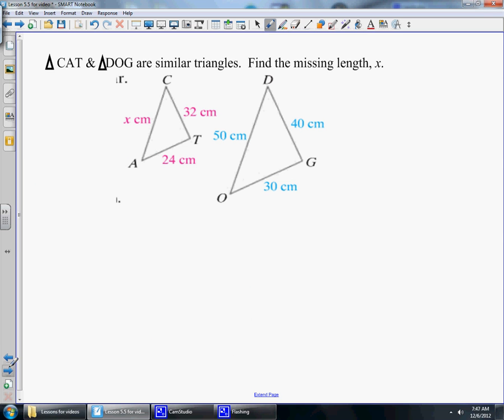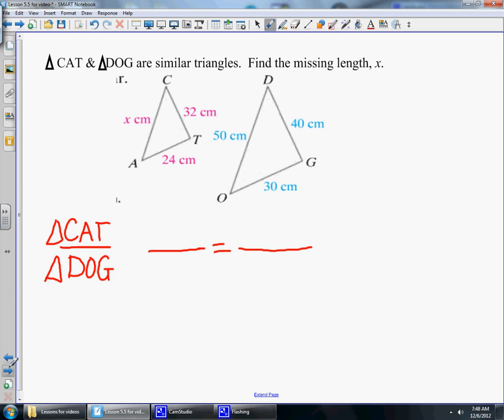So how do we use this? We can use the properties of similar polygons to help us find the missing lengths of polygons by setting up a proportion. Remember yesterday, before we set up proportions, we made a little key to help us remember where we were going to put things. So we have triangle CAT and then triangle DOG. For corresponding sides of the triangles, all the sides for triangle CAT will go in the numerator and all the sides for triangle DOG will go in the denominator.